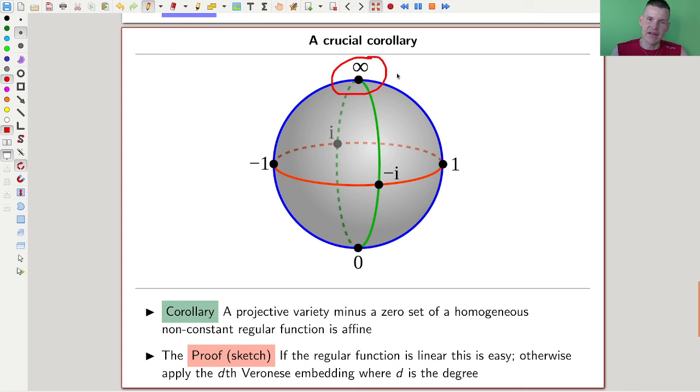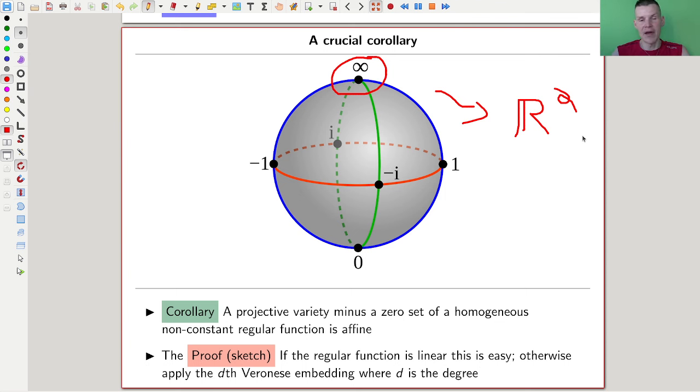What is really important is the following crucial corollary: you take something away from a projective space, let's say infinity, and you get an affine space. And this is true in general. The way to prove it is to use this embedding. You do it for the linear case, which is easy, and then you send it to the symmetric power and use this embedding from before.